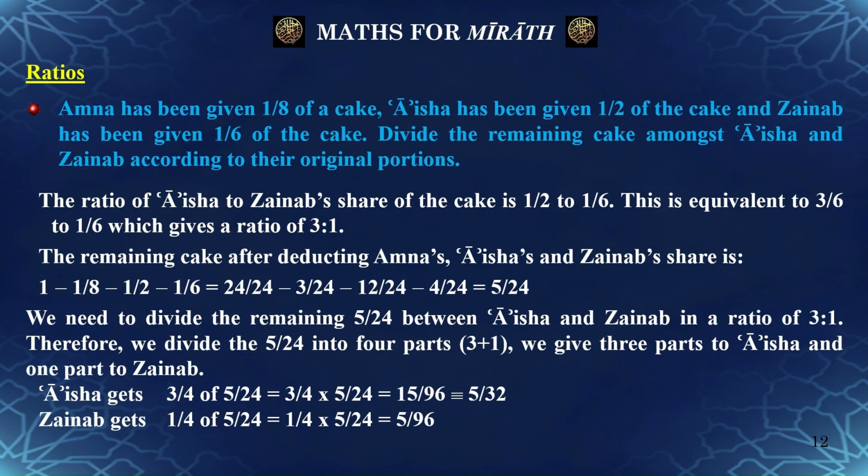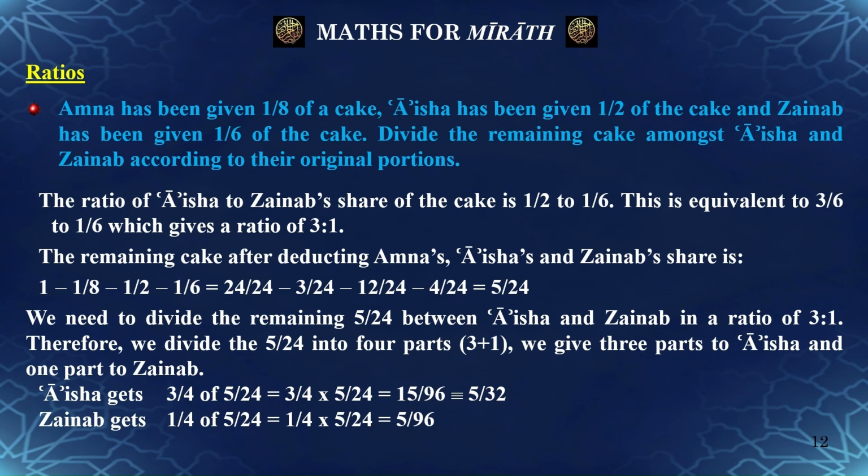Here is a similar example. In this example, Amna has been given 1/8 of a cake, Aisha has been given 1/2 of the cake, and Zainab has been given 1/6 of the cake. Divide the remaining cake amongst Aisha and Zainab according to their original portions.